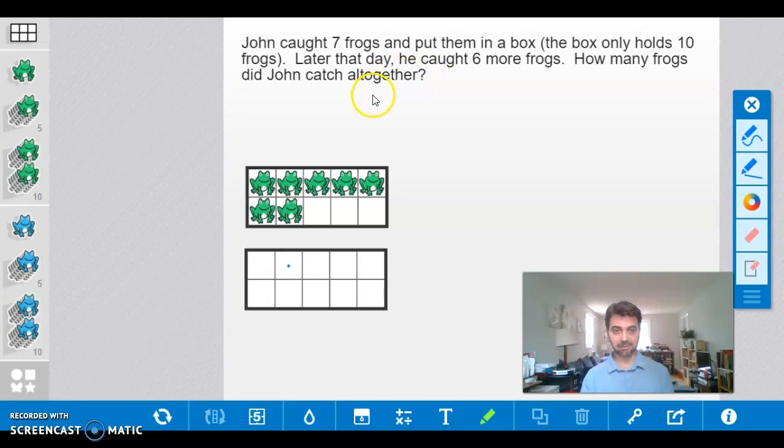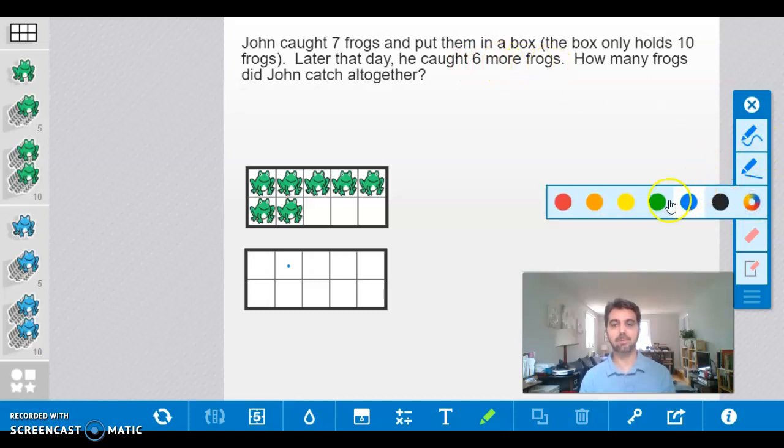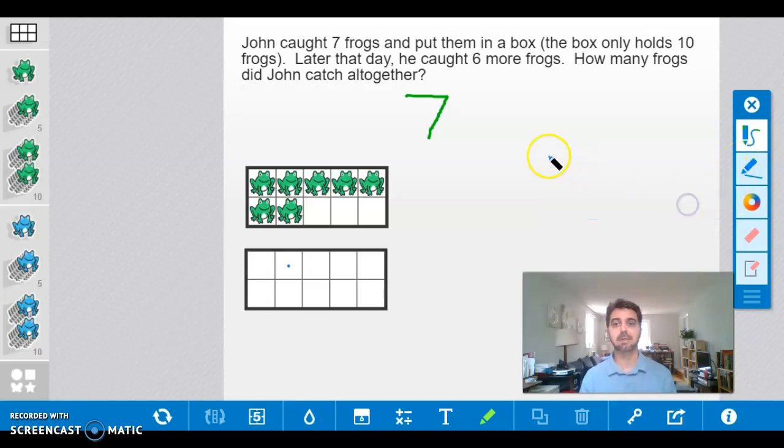All right, so let's see what else we have. It says later that day, he caught 6 more frogs. So far, we know that John caught 7 frogs. Remember, we want to visualize, get a picture or a movie in our head of a kid John catching frogs. Maybe he's in his backyard, maybe he's down by a river or a pond. We're not really sure, but you can visualize whatever you want, okay? And then later that day he caught, so added, 6 more.